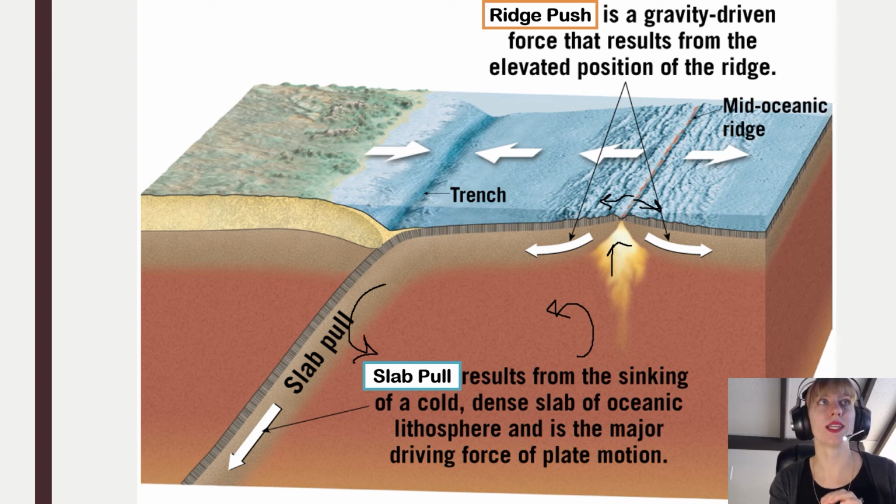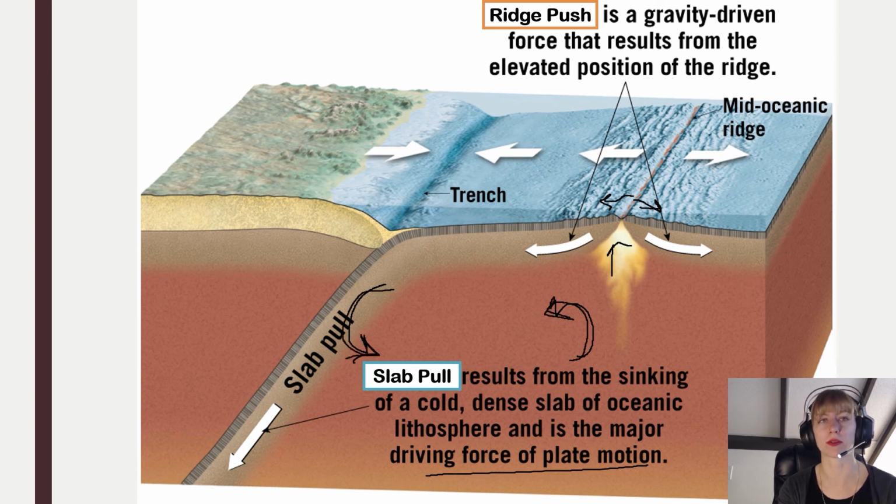But there is movement. There is also resistance, like friction. So all of these work together. There isn't just one. This means that subduction is the downward driving force of this convection. And so this is where we see slab pull. So slab pull results from the sinking of a cold, dense slab of oceanic lithosphere and is the major driving force of plate motion. So again, we have our hot moving up and our cold moving down. And we see the driving forces of convection.